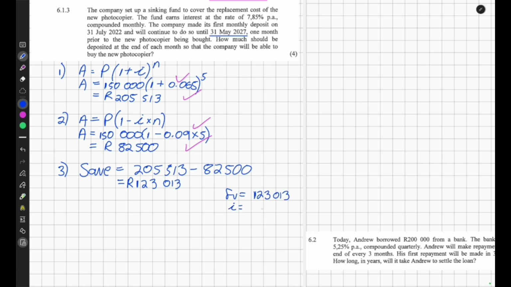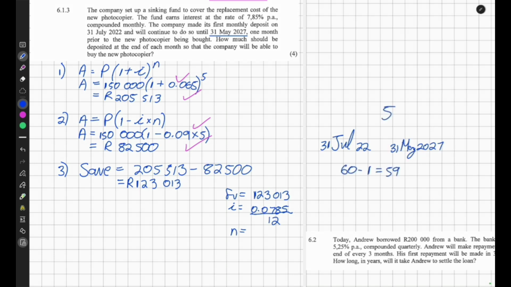The I, they tell me 7.85%. But like I said, I like to write this in decimals, so I'm going to say it's 0.0785, and this interest rate is monthly, so I'm going to divide by 12. Now, if you have a keen eye, this is not from July to July. Okay, so there's my big problem. I need to figure out how many months this is.